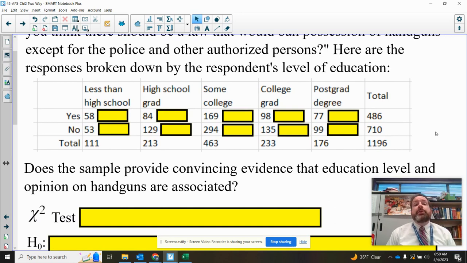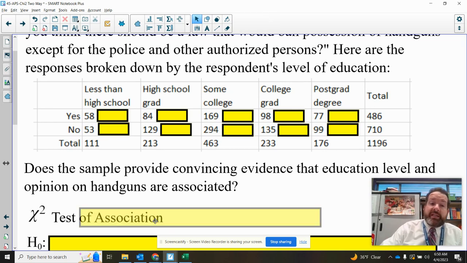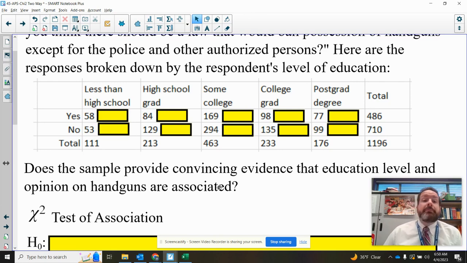All right, so two clues here that we're doing a chi-squared test for association. One, they tell us right here the word associated shows up. But two, the bigger one, this is just from one sample. We took two measurements. What's your opinion on the question? And also, what's your level of education? So from this one sample, two measurements, that's a chi-squared test of association.